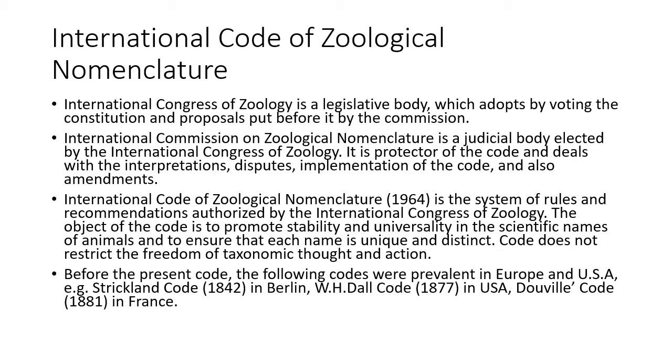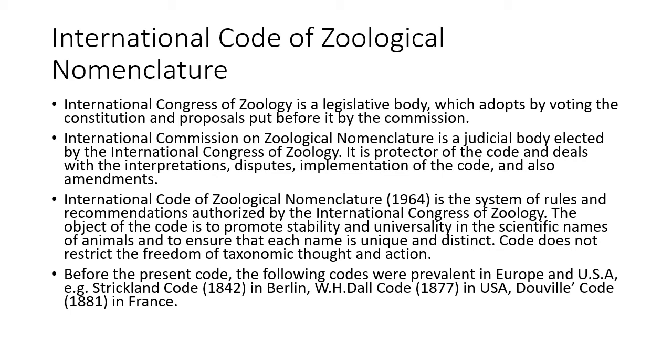So this International Code of Zoological Nomenclature has different bodies. One is the Congress, the International Congress of Zoology. It's like a legislative body. So basically it votes on the constitution and proposals put before it by the commission. What is the commission? It is the International Commission on Zoological Nomenclature. This is a judicial body which is elected by the Congress. It is a protector of the code and deals with the interpretation, disputes, implementation of the code, and also any amendments to the code.